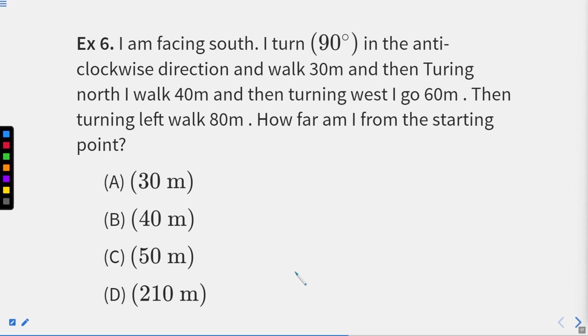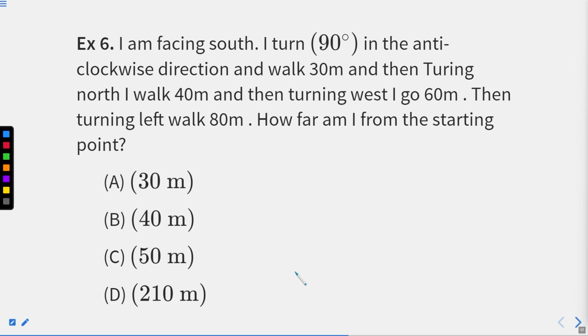The question says, I am facing south. I turned 90 degrees in the anti-clockwise direction and walked 30 meters, and then turning north I walk 40 meters, and then turning west I go 60 meters, and then turning left I walk 80 meters. How far am I from the starting point? The question is asking for the distance. Initially you turn 90 degrees anti-clockwise, and before that you are facing towards south.